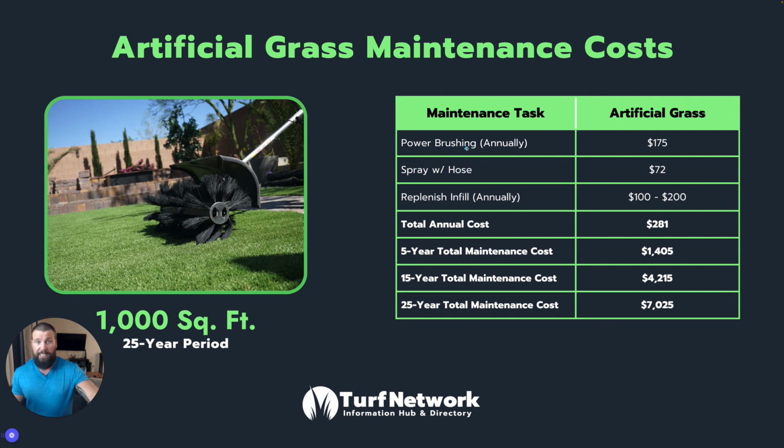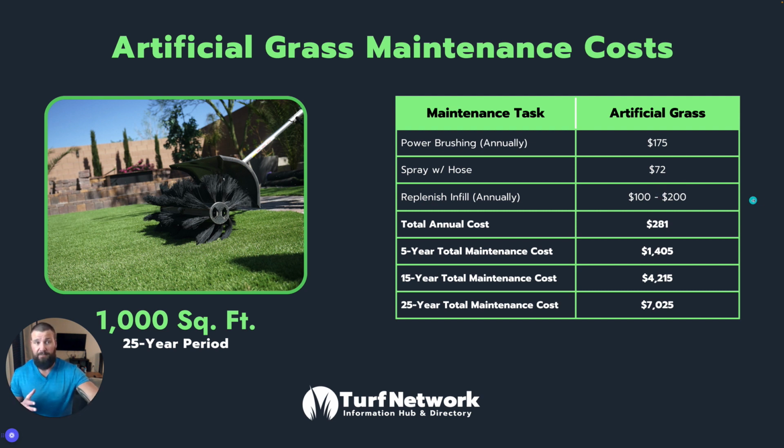The annual maintenance tasks that will end up costing or require some sort of investment are power brushing, which this is an image of a power brush. Spraying it with a hose, so throughout the year it'll cost about $72 just rinsing your turf off, whether it's dust, pet urine, dirt, pollen. That stuff needs to be rinsed off of your turf, and it's easiest to do with a garden hose.